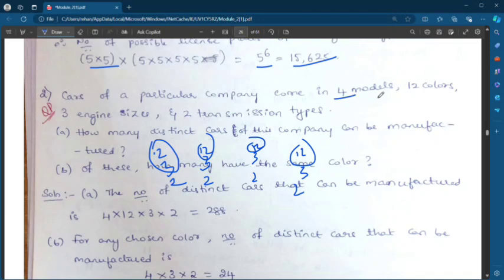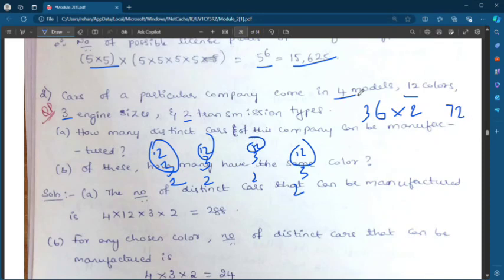So I will simply multiply these together. Why? Because for one model, there are 12 colors, so 12 cars happen there itself. But each of these 12 cars can have 3 engines. So each color of car will have 3 engines, so 12 into 3 will come there. 12 times 3 is 36 cars with 12 colors and 3 types of engine. Then with 2 transmissions, this will become into 2, so 36 into 2 is 72.